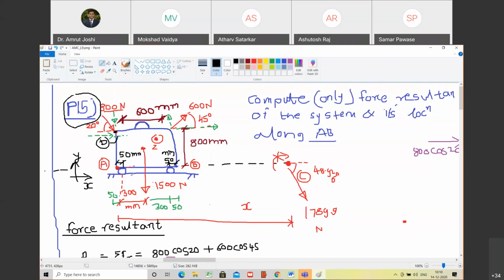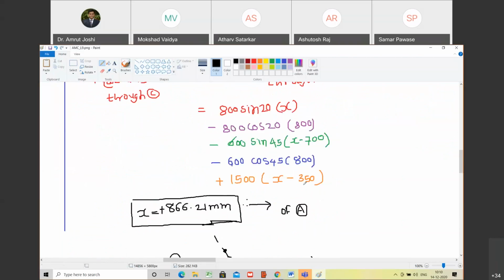Yeah, I will repeat. Now I want you to compute only force resultant of the system and its location, not along AB. I want you now to calculate along AD. So line AD पे ऐसा कौन सा पॉइंट है जहां पे अगर मैं रिजल्टेंट फाइंड आउट करूं तो मोमेंट रिजल्टेंट वैनिश होगा? Are you with me? Yes, sir. So can you at least graphically understand that point here?